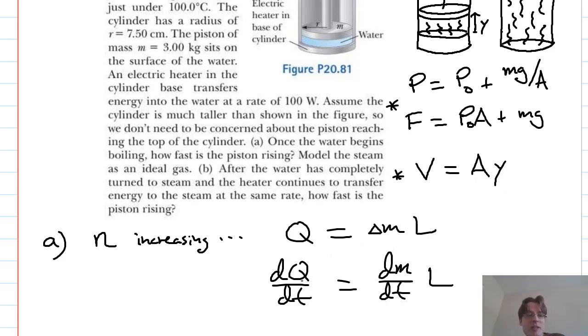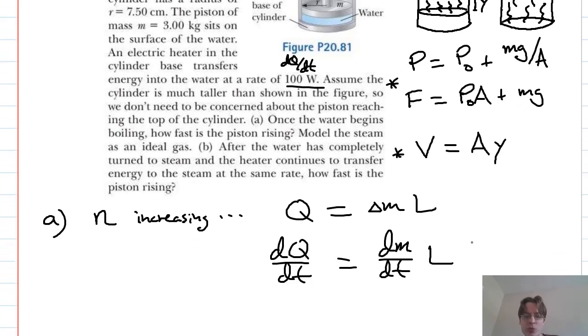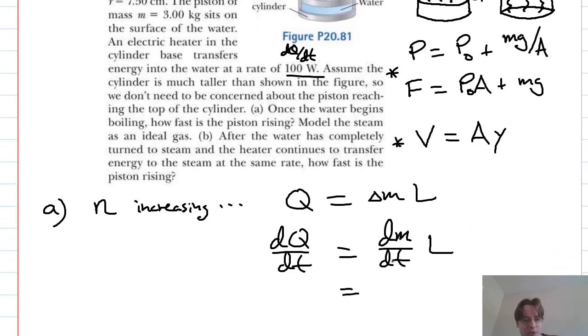Now since I know dQ/dt, it's 100 watts. That's the rate, dQ/dt, joules per second. It's 100 watts. Now I know how many kilograms per second of steam are being made, and I'll be able to use that to figure out how fast the piston is rising upwards. But first, I need to relate the mass per second to the number of moles per second, because the ideal gas law involves number of moles. That's easy to do. You see, I can use molar mass.